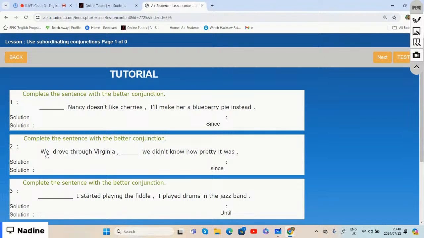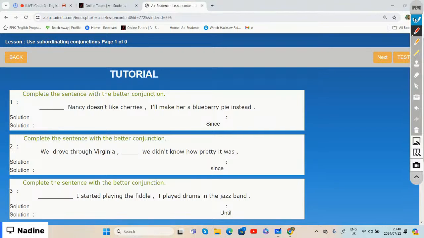So we say, Nancy doesn't like cherries. I'll make her a blueberry one instead. So the first one is since Nancy doesn't like cherries. Yes, well done. I'll make her a blueberry pie instead.